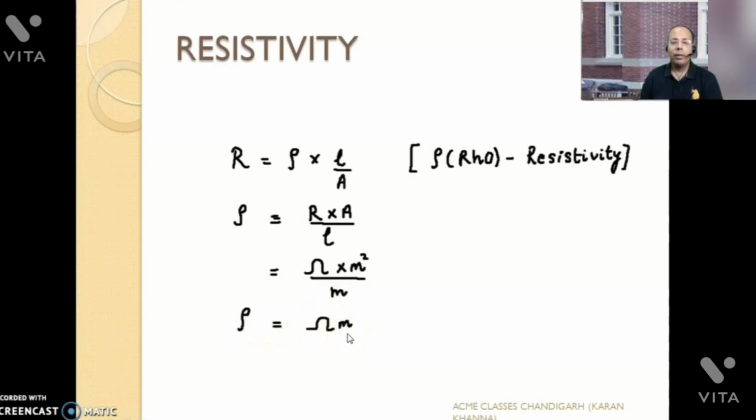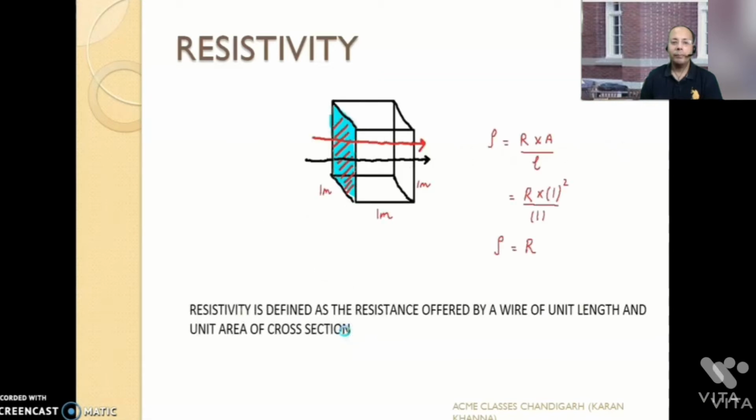Still, it may not be clear as to what you mean by resistivity. So let's take an example. So let's say resistivity is equal to R into A upon L. Let's take a cube. Now this cube has all 3 sides equal, being a cube. Let's take the side of this cube to be 1 meter. So it's a unit cube. Unit cube means every side का जो length है वो 1 meter है.